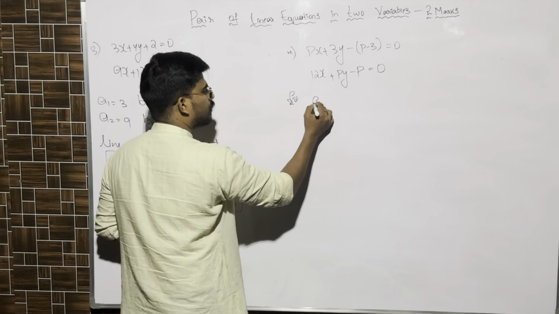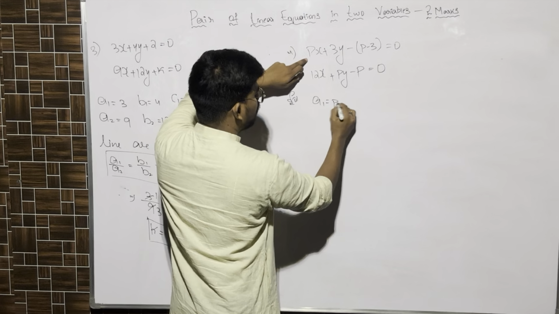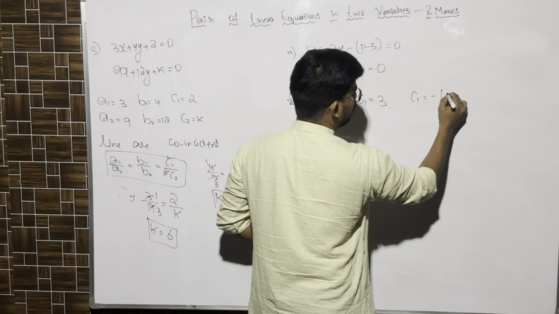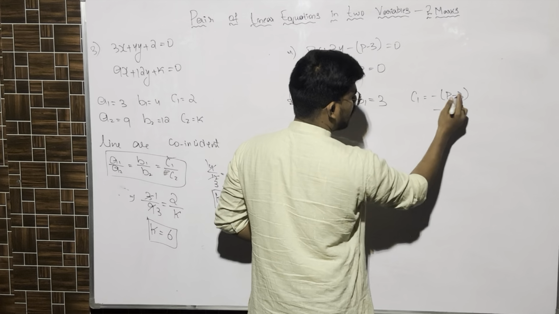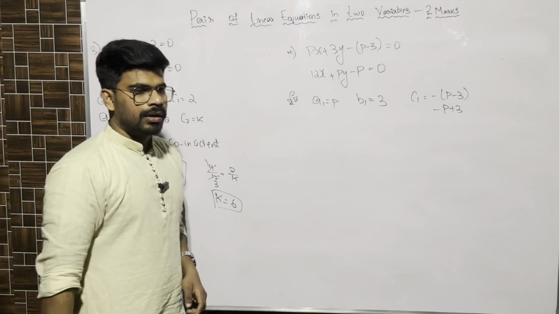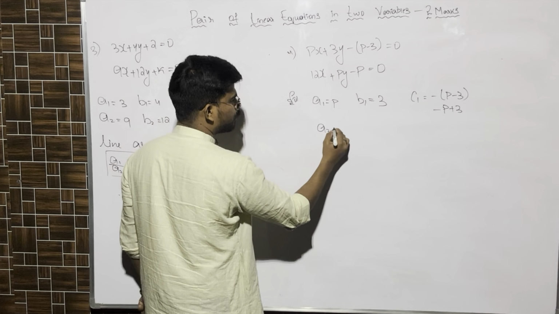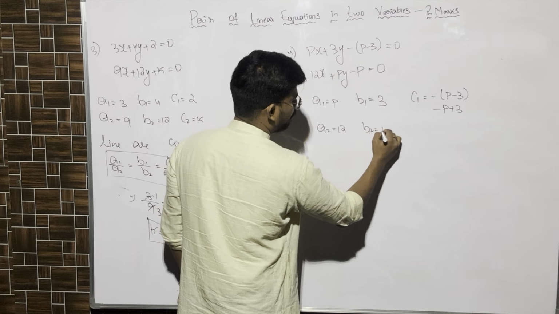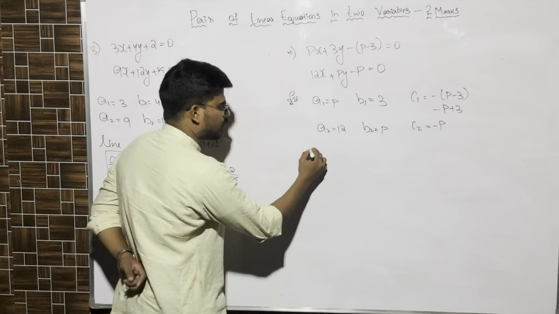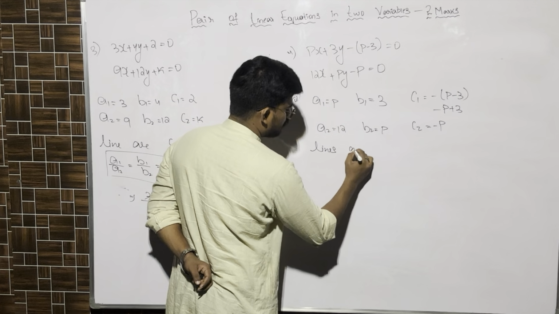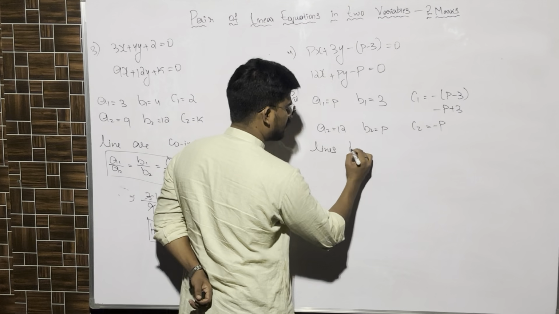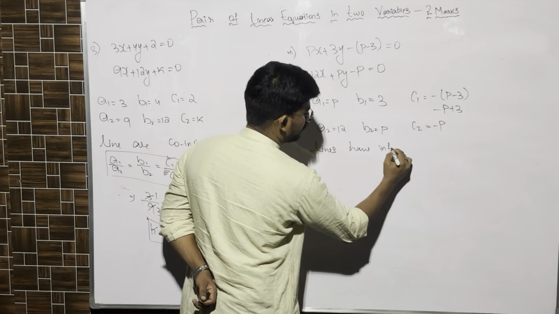Right? a1. What is a1? p. b1, 3. c1, you can write it as minus of (p minus 3), or you multiply inside: minus p plus 3. Minus into plus is minus, minus into minus is plus. You can take it in both ways. a2, 12. b2, p. c2, minus p. What is the condition he gave? The lines have infinite solutions.